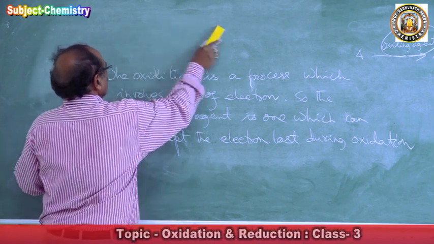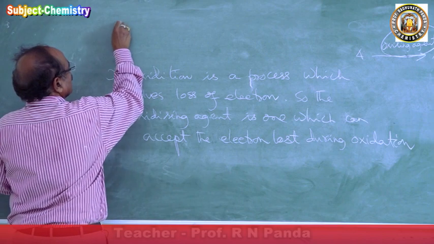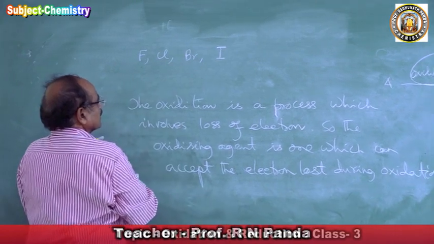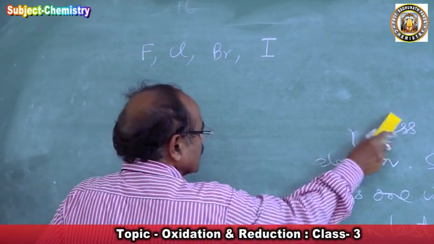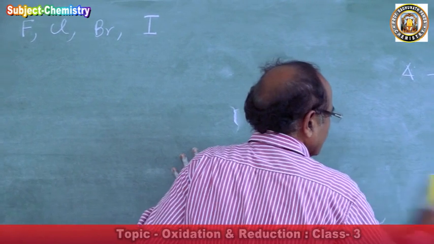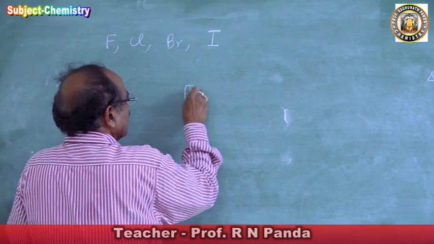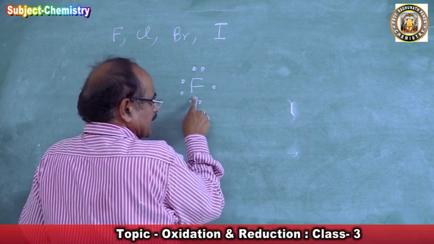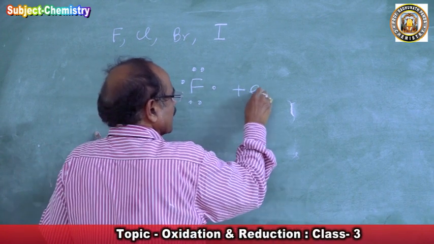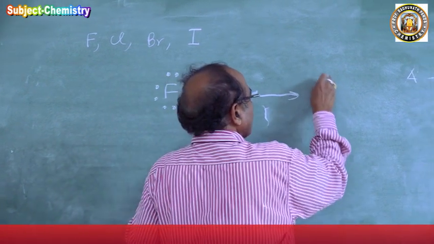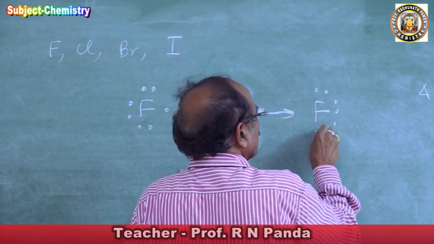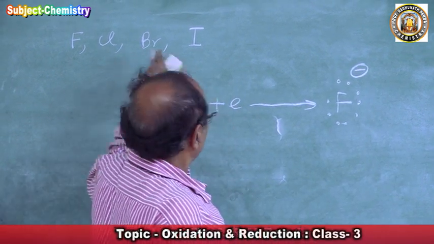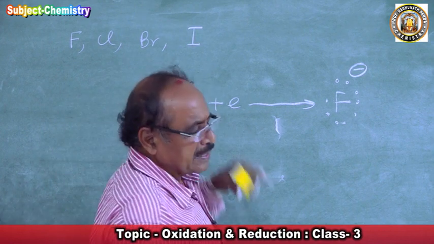So all electronegative elements, fluorine, chlorine, bromine, iodine, they have 7 electrons in their outermost shell. For example, fluorine has 7 electrons in its outermost shell, so it has a strong tendency to accept electron and form F minus. Hence fluorine is an oxidizing agent. Chlorine is an oxidizing agent. Bromine is an oxidizing agent, and iodine too.